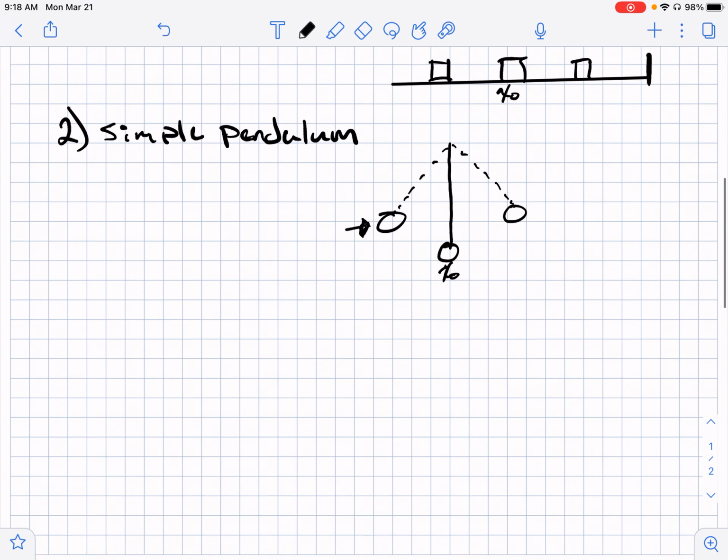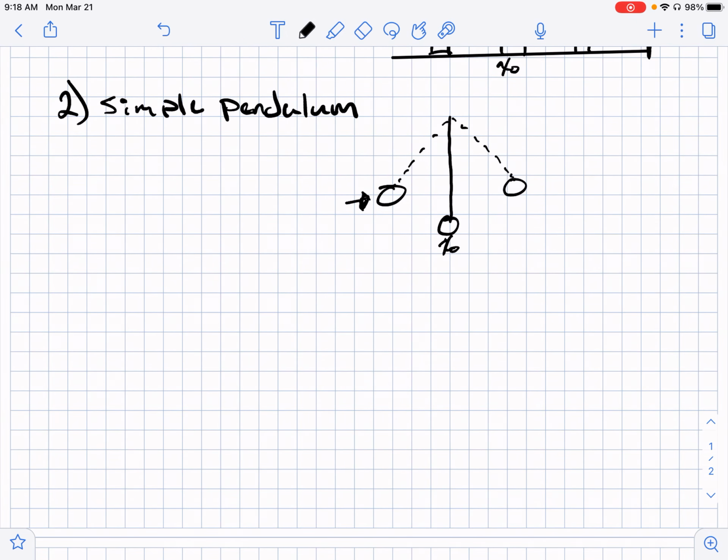Now there's a couple of vocabulary terms you need to be familiar with. One of them is period. We talked about this during our circular motion unit. If you remember, the period was the time for one revolution, for the circle. So it's very similar here with this oscillatory motion. The period is going to be the time for one full oscillation.